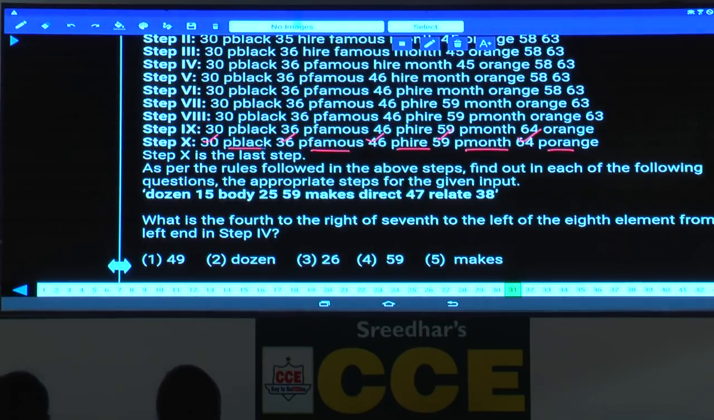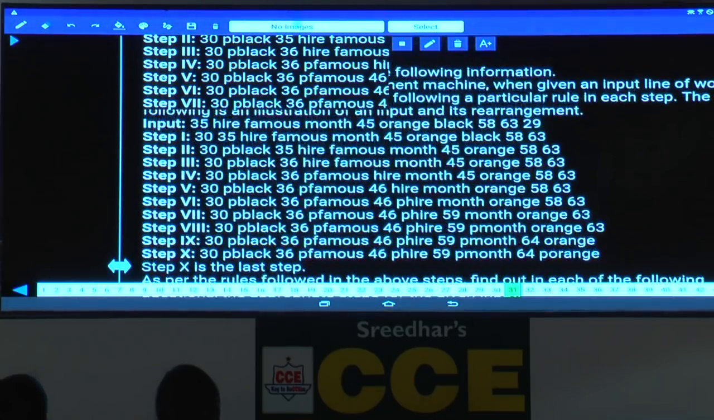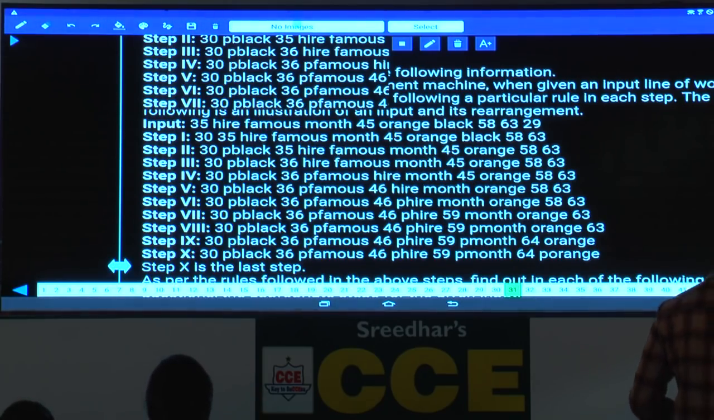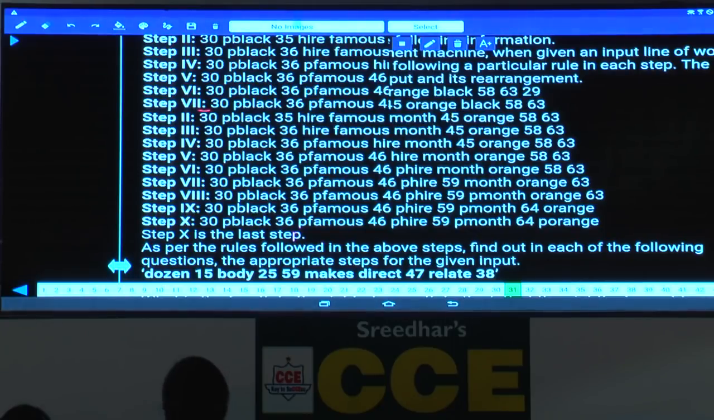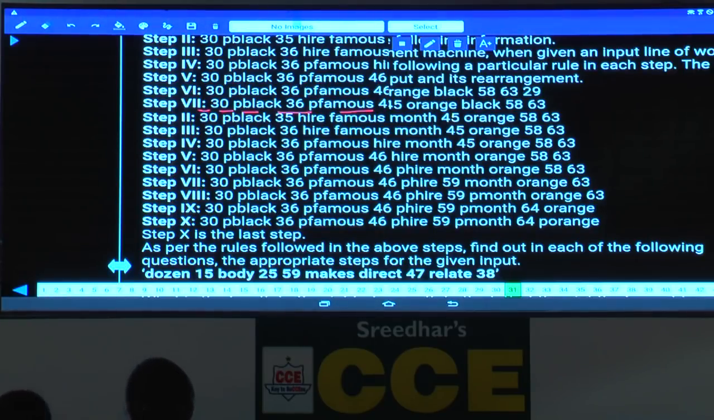Then in total, how many elements do we have? We have 10 elements. As we have 10 elements given in the input, how many steps do we have? 10 steps. Why are 10 steps required? Because for each and every element, one letter is added or a number is added, isn't it? Then all these 5 questions are based on the pattern. Now 30 is arranged at the first place, and all the remaining elements, 35, higher, famous, month, and so on, shifted to the next position. Now it is based on what? It is based on shifting.